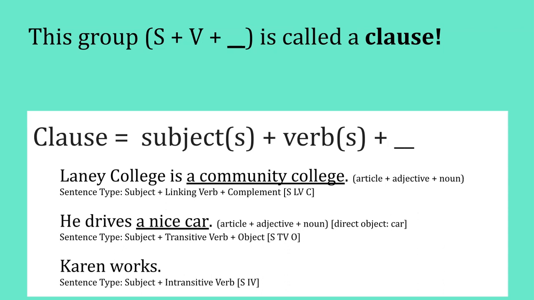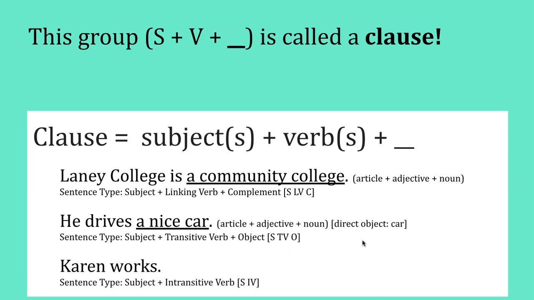We are learning 3 different sentence styles. We are learning number 3 today. Like the example here, number 3, Karen works. Karen is my subject, and works here is an intransitive verb. So we are learning that sometimes the clause is only subject-verb. Sometimes the clause is subject-verb-object. Sometimes the clause is subject-verb complement. But we always need at least a subject and a verb inside of your clause.